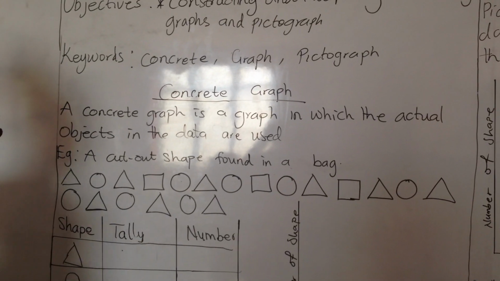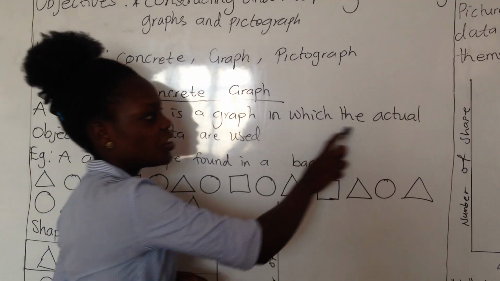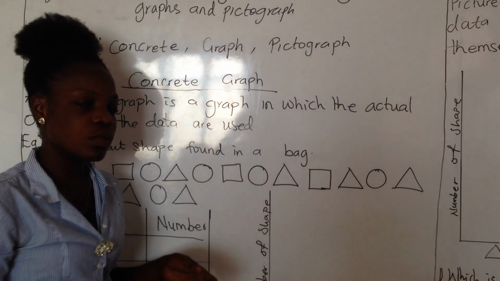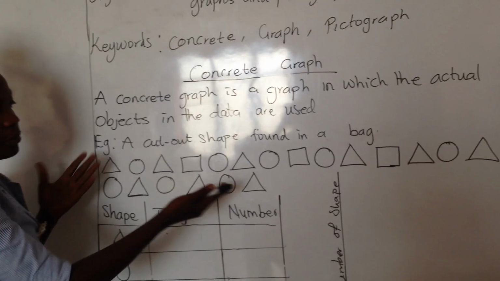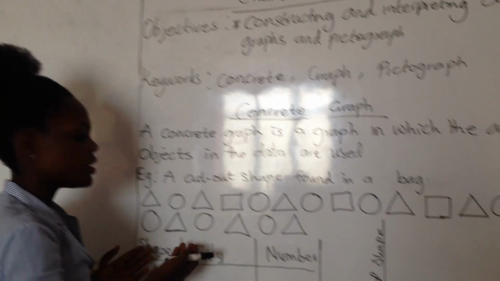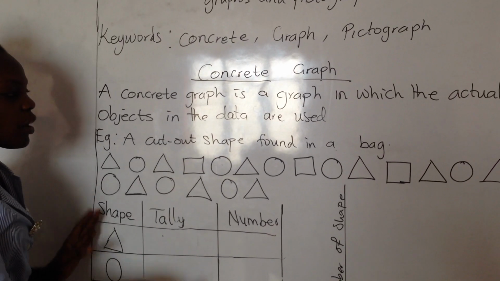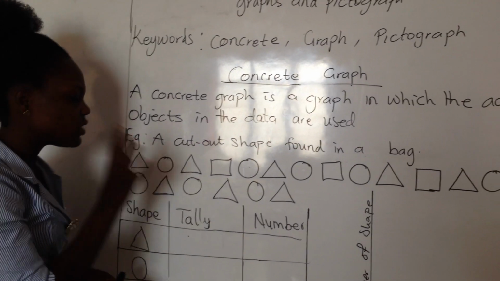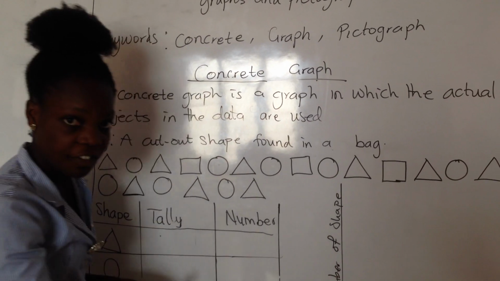What is a concrete graph? A concrete graph is a graph in which the actual objects in the data are used. An example is we have cutout shapes found in a bag. So with the concrete graph, you use the actual object. The object that you use for the data is what you use for the graph.